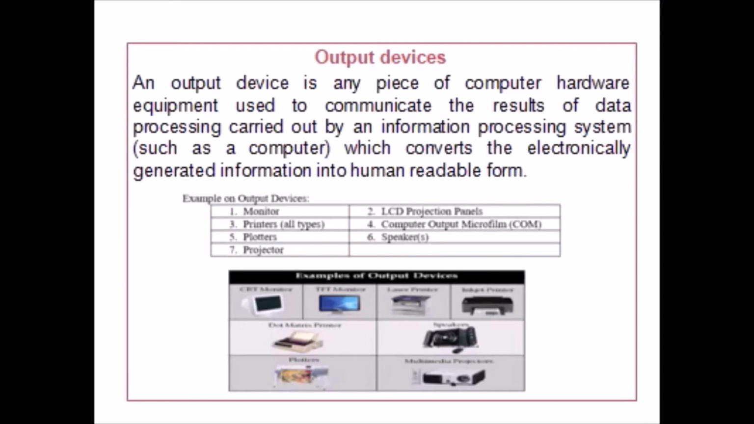Coming to the output devices, where an output instruction has to be provided. An output device is any piece of computer hardware equipment used to communicate the results of data processing carried out by the information processing system such as a computer, which converts the electronically generated information into human readable forms. Some of the output devices are monitor, LCD projection panels, printers, computer output microfilms, that is COM, plotters, speakers, projectors and so on.